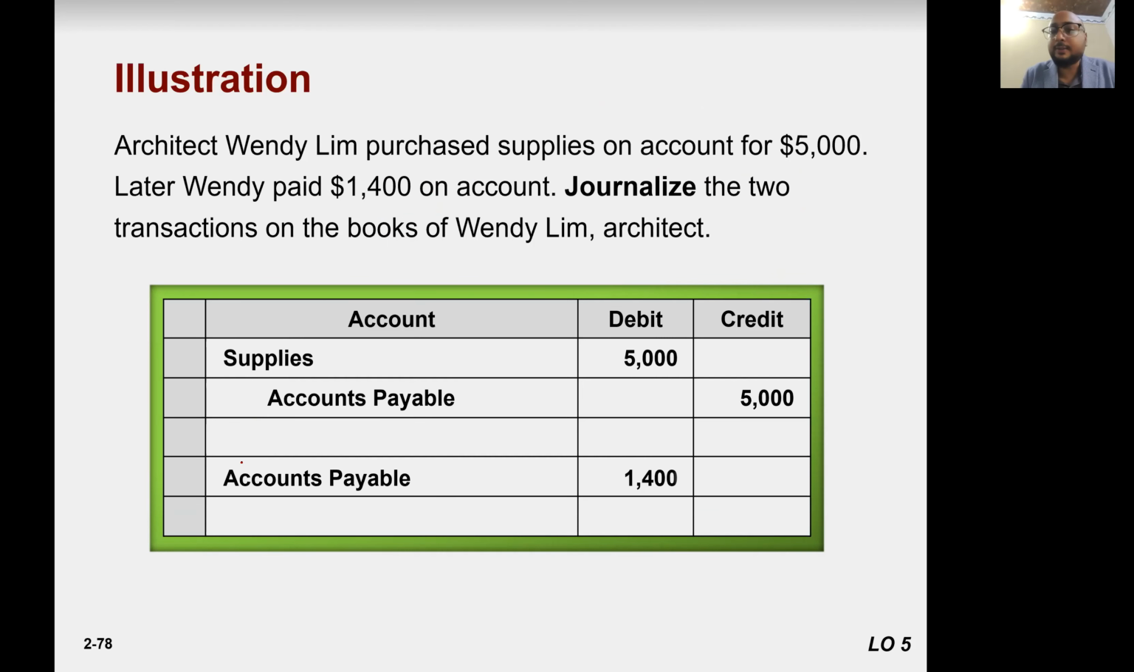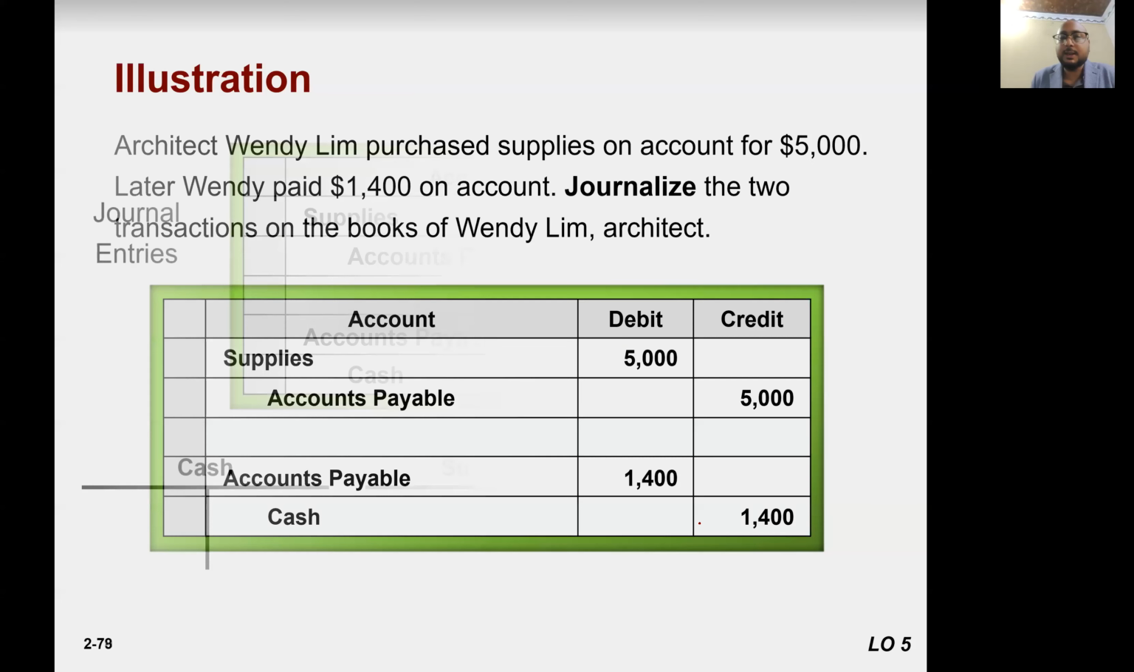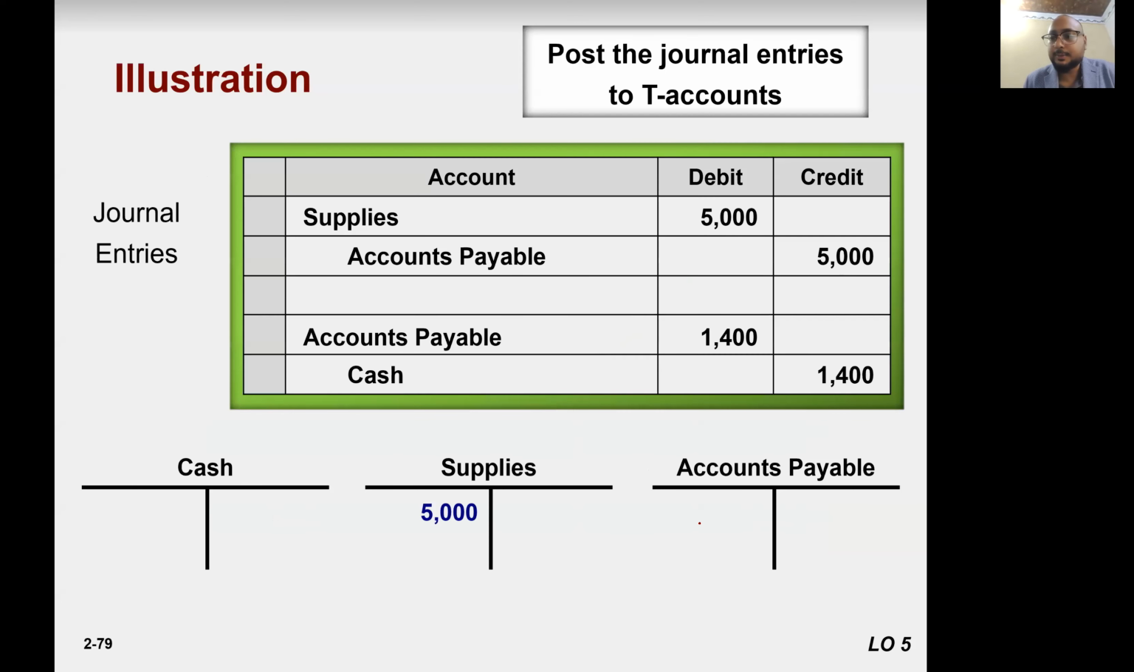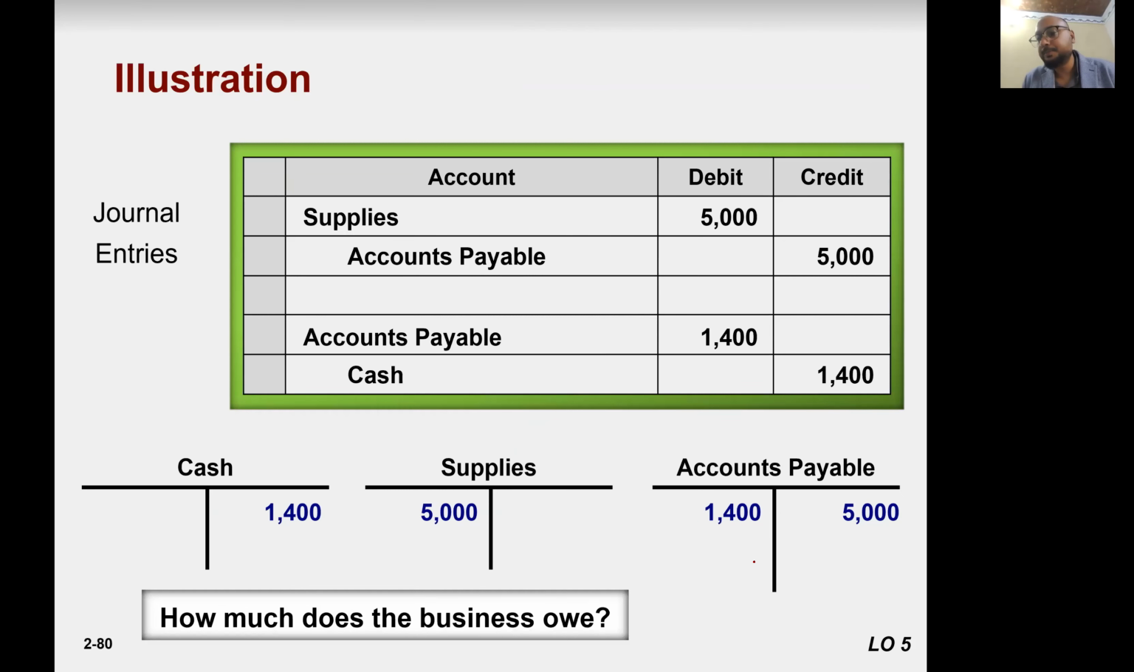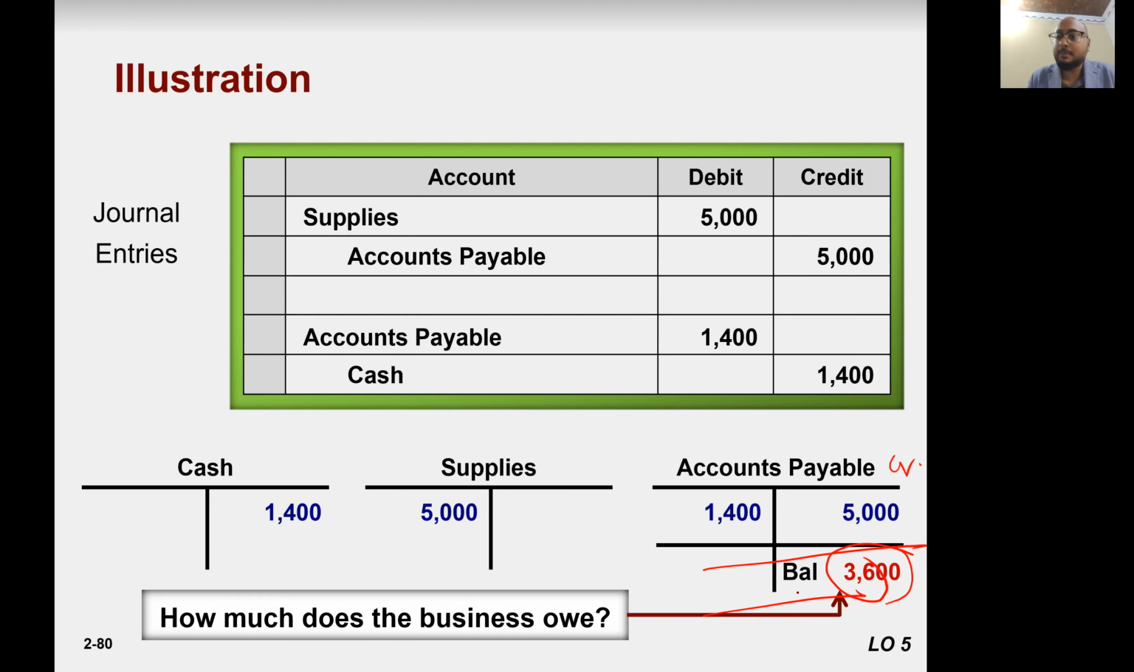Supplies to accounts payable 5,000, 5,000. Accounts payable to cash 1,400, 1,400. So when you post it, it will be like this. So what is the balance here? How much do you owe? Which side is greater? Of course, the credit side is greater. How much? 3,600. How much is the outsider claim now? 3,600. This is how we derive it. Okay, let's move on.